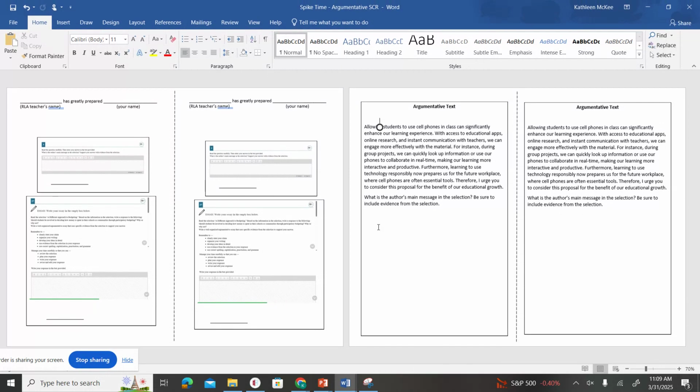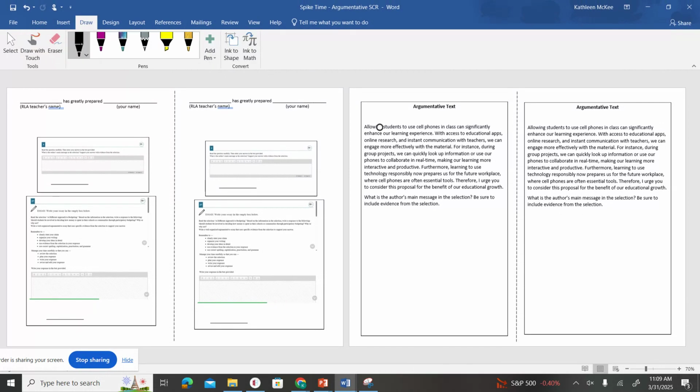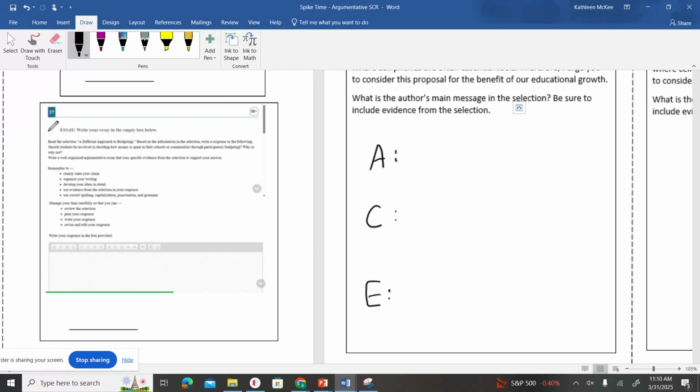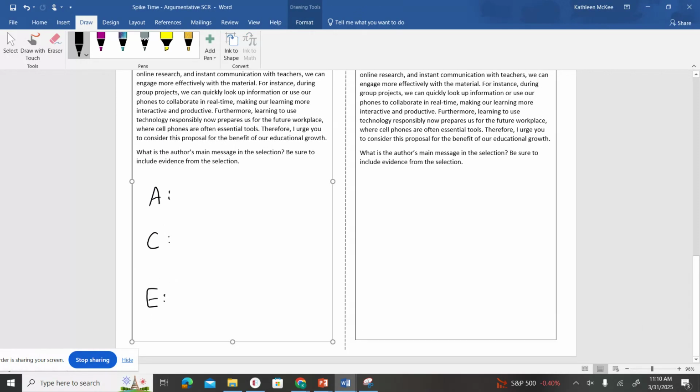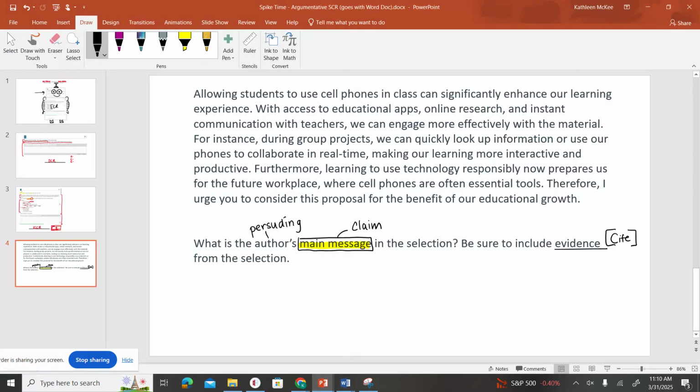So you're going to put your answer, your cite, and your explain, just like that, okay? And what I'm going to do to kind of help you out, since some of you are not with your RLA teachers and maybe you struggle with this, I'm going to give you some sentence starters, okay? You know what, let me do it on the slide so you can see it there.